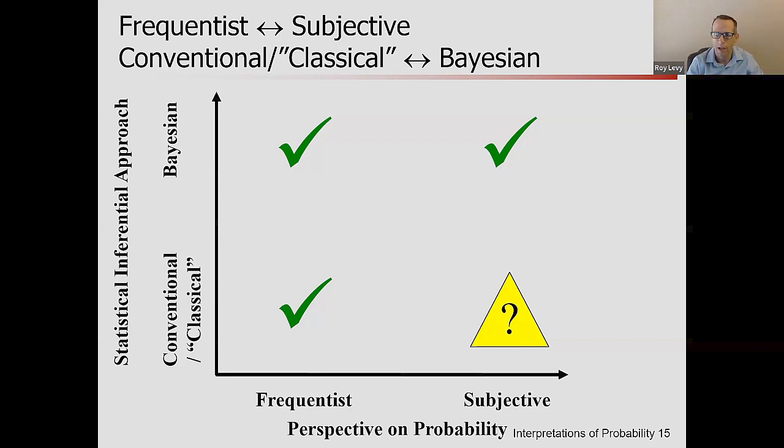I'm an example of this. I adopt the subjective view of probability. So over the next several sessions that we have together over the next few days, you will hear me talk about probability in this way, as an expression of uncertainty, as an expression of belief. But I still do some conventional analyses that are not Bayesian, like I still do a t-test now and then, or I'll still do regular regression now and then. So I'm someone who adopts the subjective view of probability, but still uses non-Bayesian methods on occasion.